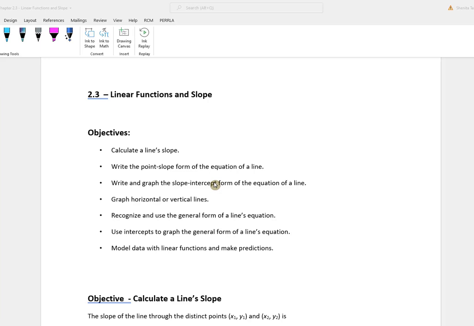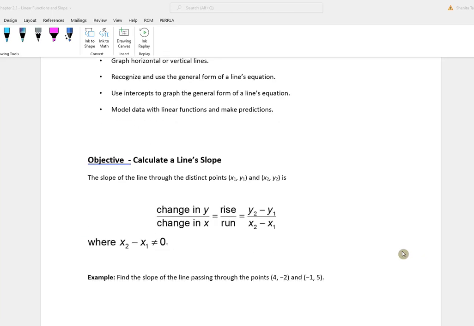Hello, we're going to discuss 2.3 linear functions and slope. We will talk about how to calculate a line slope, write the point slope form of an equation, how to write and graph a slope intercept form, graph horizontal and vertical lines, recognize and use the general form of a line's equation, use intercepts to graph the general form of a line's equation, and we're going to do an application problem. So first let's talk about the calculation of a slope.